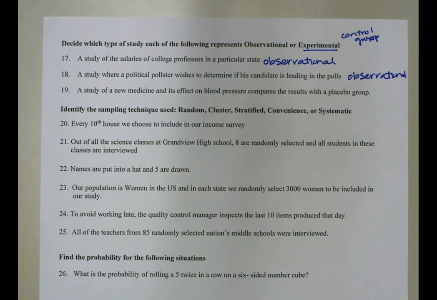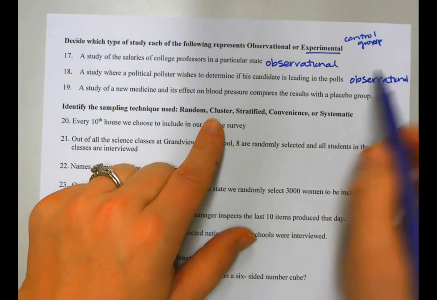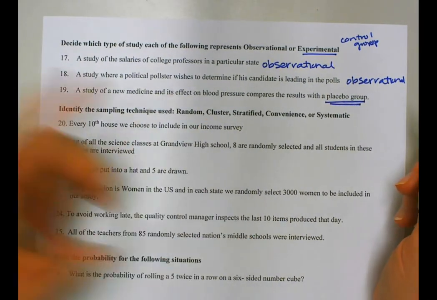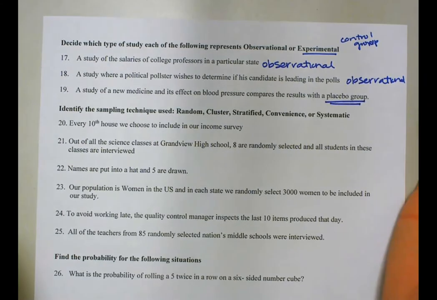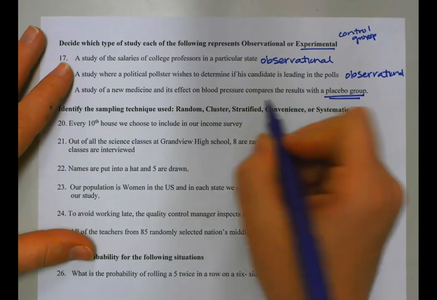A study of a new medicine and its effect on blood pressure compares the results with a placebo group. So you're giving these people this medicine, and you're giving some people, right? Placebo means that they're not getting the medicine. So you're giving some people a medicine and some people not, and then you're comparing the results. You're giving them medicine, which means you're experimenting on them. So this is experimental.